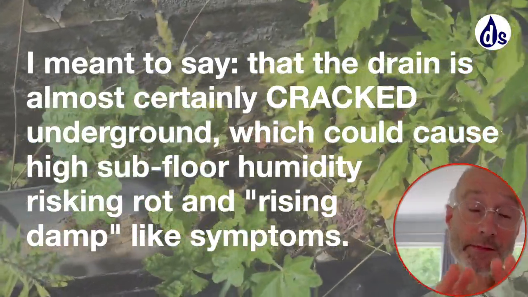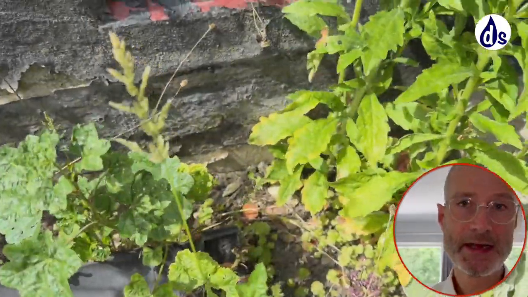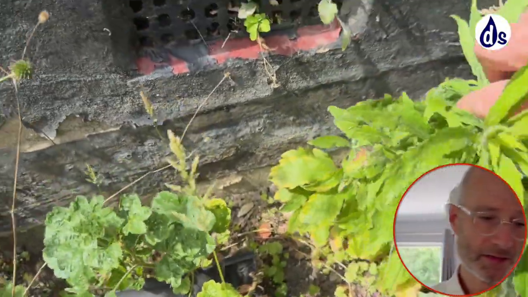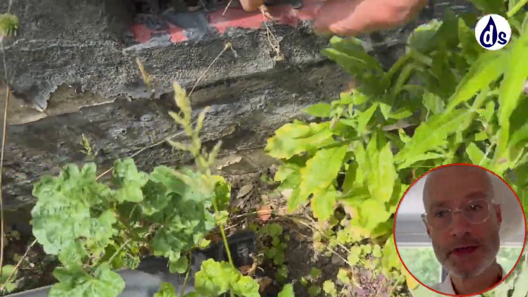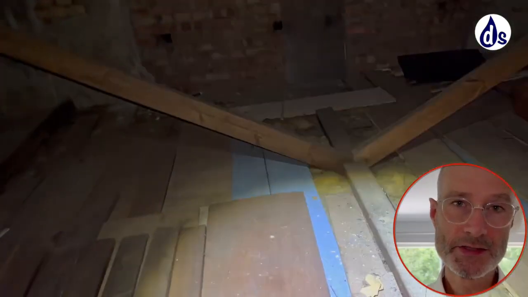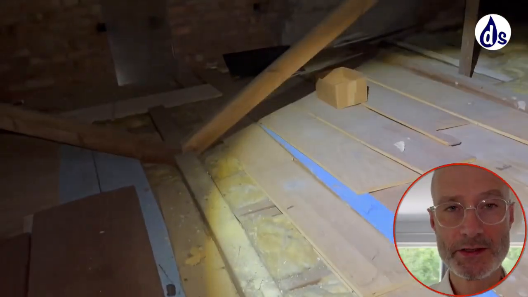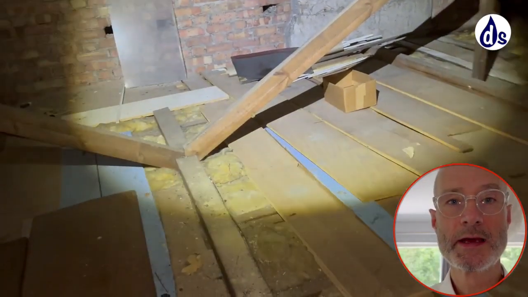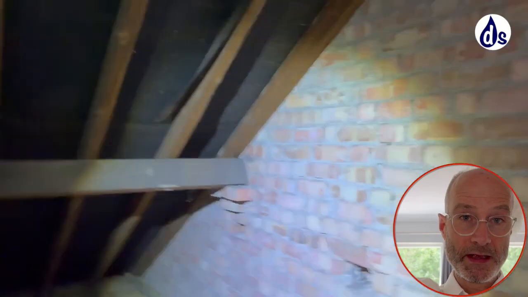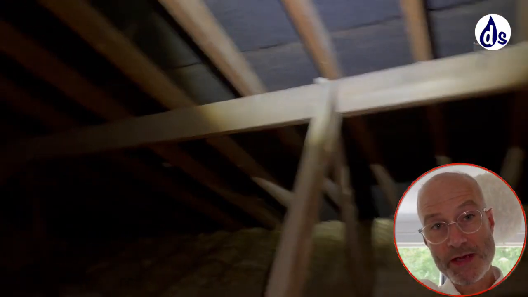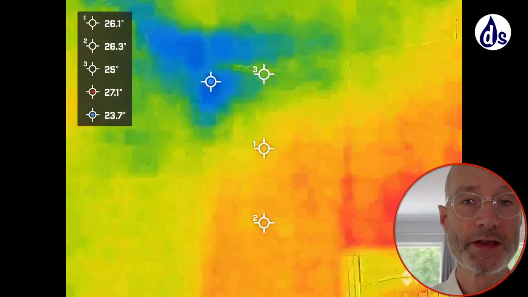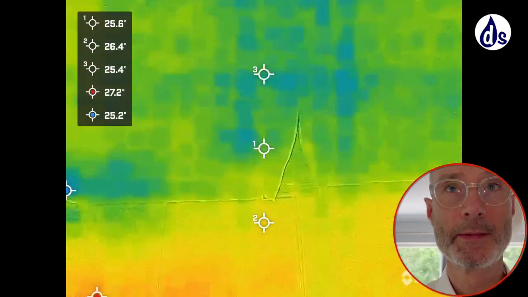The other thing you have to remember is to keep the subfloor ventilation as free flowing as possible, just in case. I don't think there's any risk with the subfloor, but you don't want to find out the hard way. So in the loft, there had been some leak from the ridge at the top, but there are no signs of leaks in the loft at the moment.